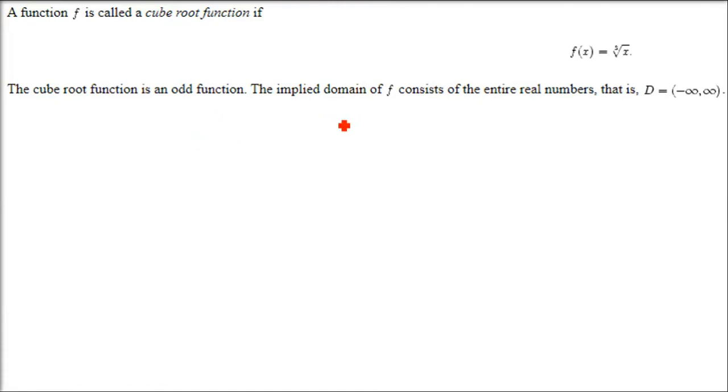How about the cube root function? Cube root function, f(x) equals, this is same as root, but you have 3 here. That is, root was x to the power half.